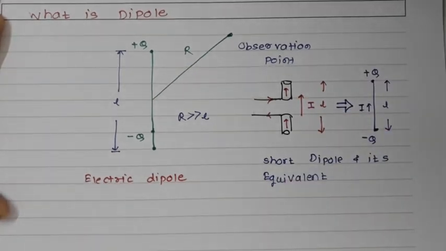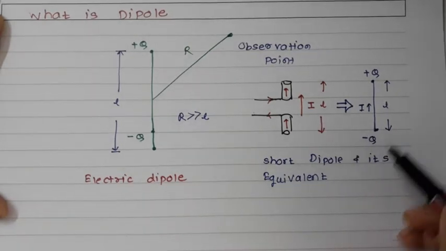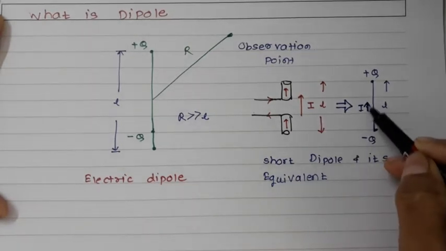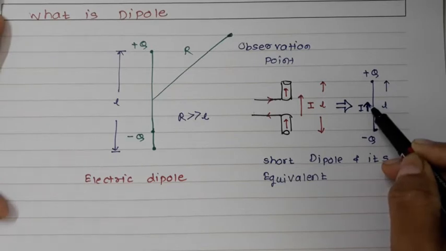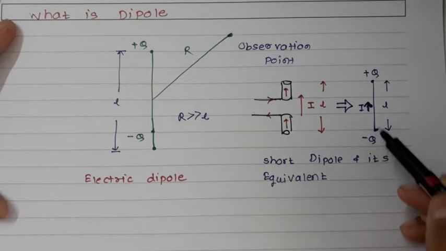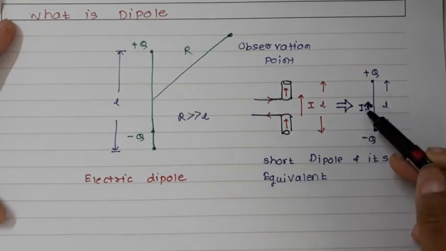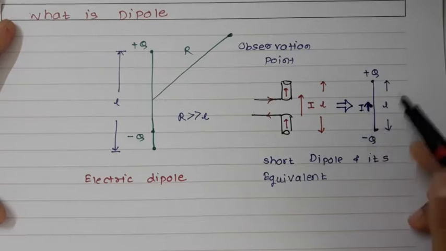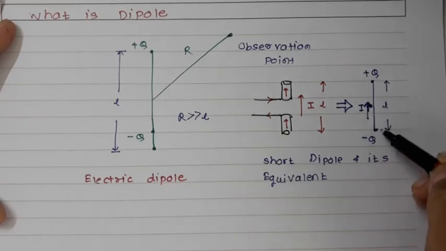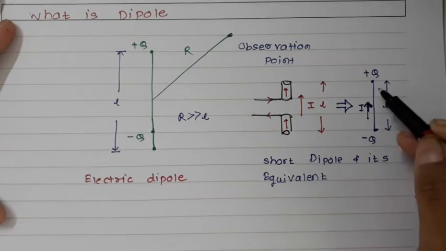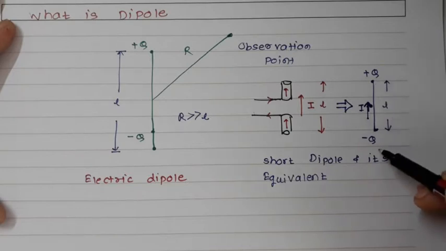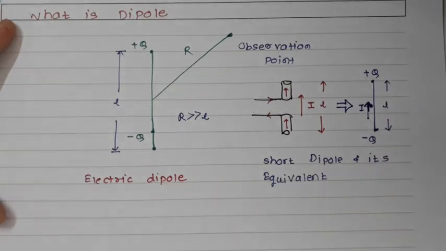Remember that here the direction of the current flow is in the upward direction. The direction of the current flow and the direction of the electrons are opposite. So if the current flows upward, the electrons flow in the downward direction, which causes a shortage of electrons at the upper end, making it behave like a positive charge. The opposite is true for the lower end, which behaves like a negative charge. So this is the dipole.